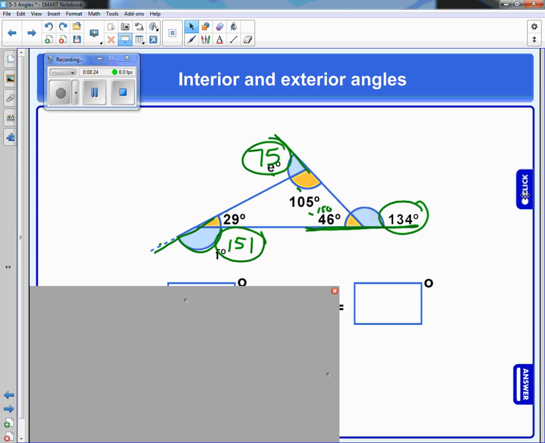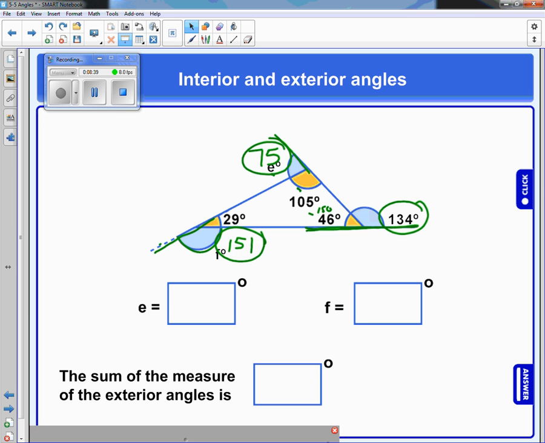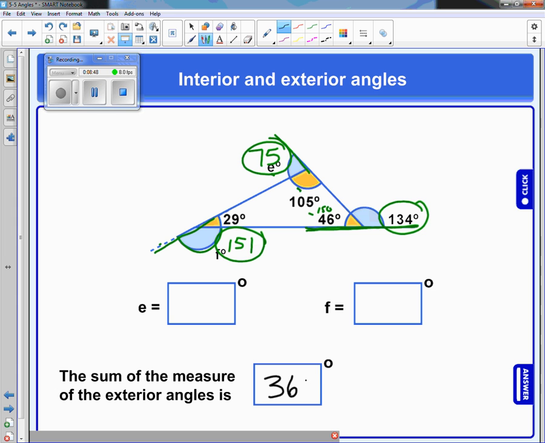Okay, so the interior, the inside of the triangle, adds up to 180. The outside of the triangle, go ahead and add those angles together. They should add up to what? 360. The outside ones should add up to 360. So the sum of the measures of the exterior angles is 360 degrees.